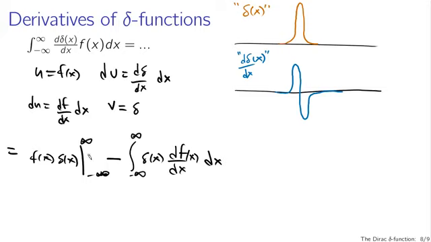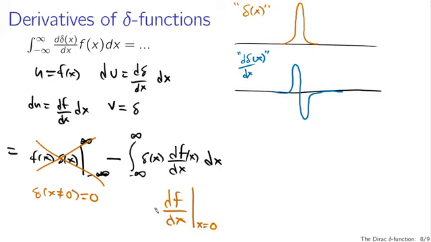Well, our boundary term here, f of x times delta of x evaluated at infinity. Well, delta of x, if x is not 0, delta of x is 0. So this term vanishes. Delta of x not equal to 0 is equal to 0. And what we're left with then is the integral of a delta function times a function, in this case df dx. So it's just going to pull out the value of df dx at x equals 0. So what we're going to get is df dx evaluated at x equals 0.